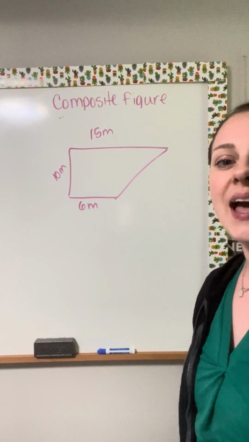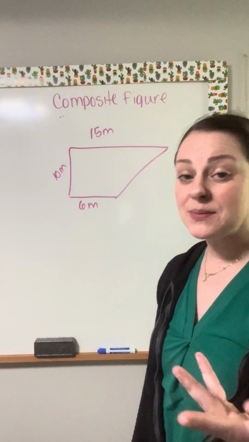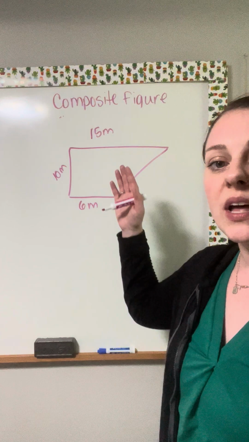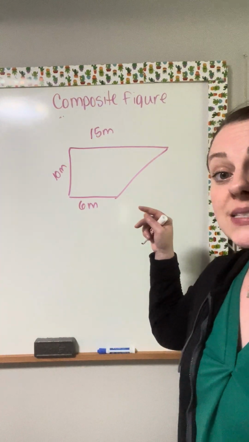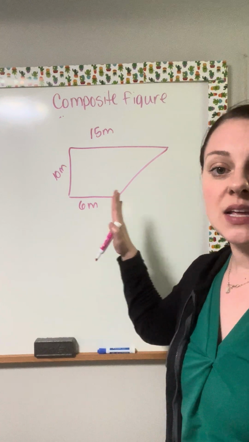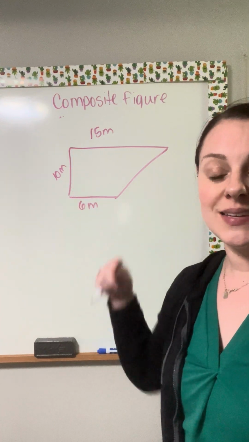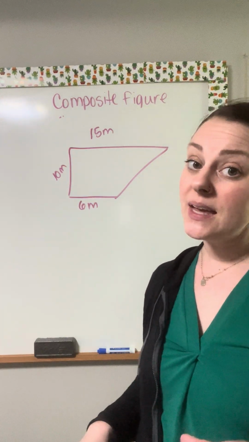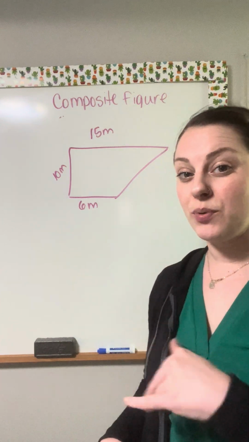So as you can see, I have a trapezoid. What makes something a trapezoid is that it's a quadrilateral and that there's one set of parallel lines. Those are your bases, and the line that connects them is the height. But we have to actually break the shape down.